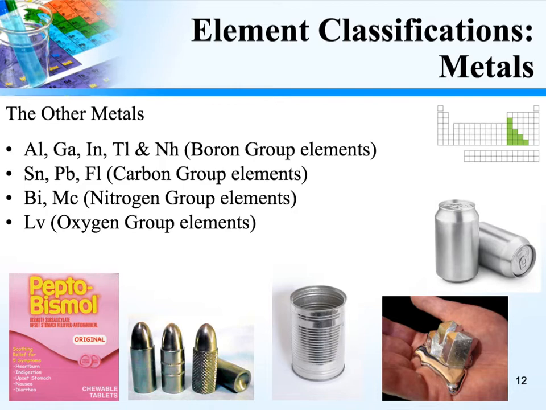Aluminum is the most abundant metal and the third most abundant element in the Earth's crust. Gallium's so awesome it can melt in your hand, and it's used in semiconductors and lasers. Lead and tin are very similar to each other, except that lead is toxic. We use tin in the making of our soup cans, and lead is used in bullets. And then bismuth is commonly found in diarrhea medicines such as Pepto-Bismol.